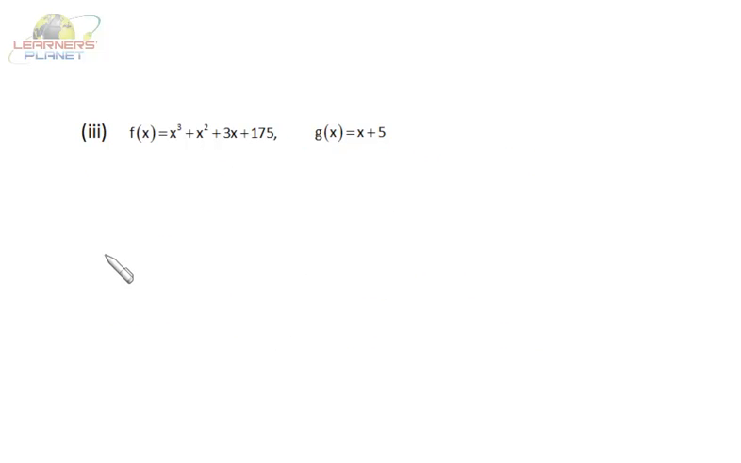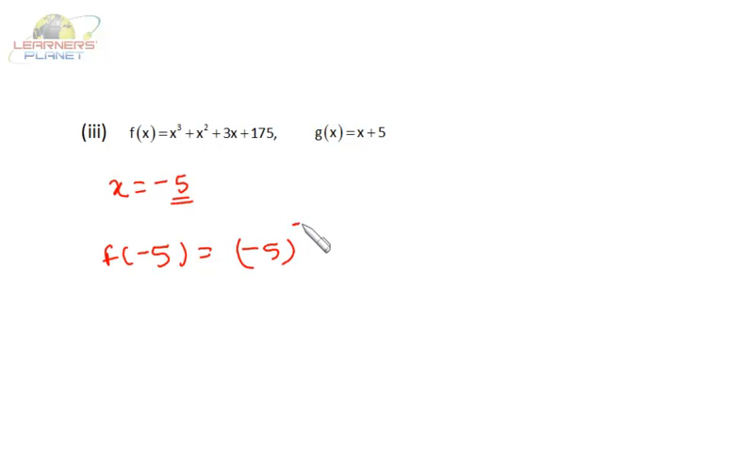Now let's see this question. We have to find out whether gx is factor of fx or not. So first of all, find out the 0 of gx. That is x is equal to minus 5. Now we have to calculate f of minus 5. So just put the value of x as minus 5 in this expression.